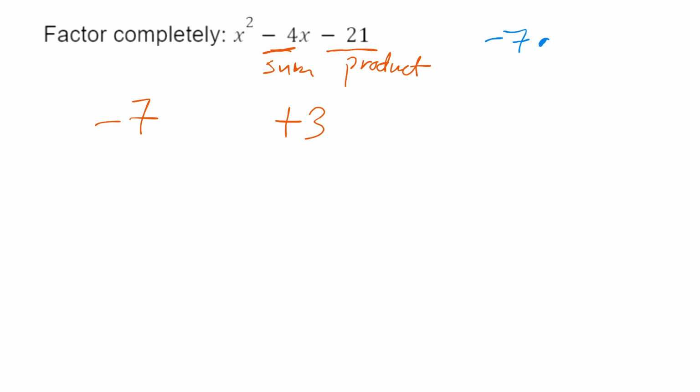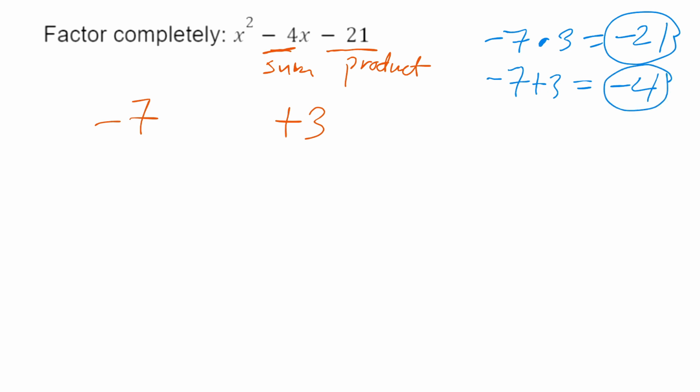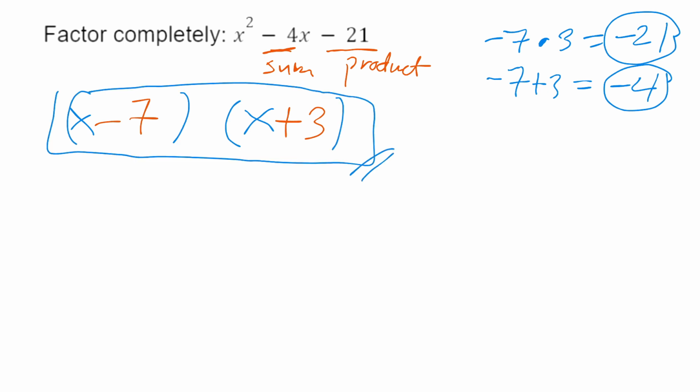times positive 3 is equal to negative 21. And negative 7 plus 3 is equal to negative 4. The product again is negative 21, correct? And the sum is negative 4, correct? What's the variable here? X. So this one here is already our answer. And I hope this one is clear with you.